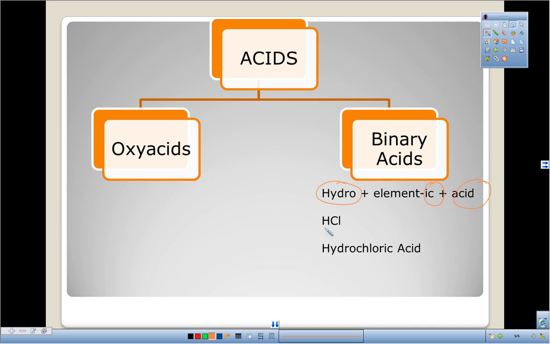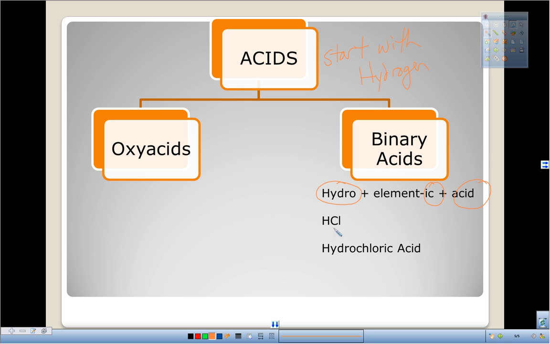So, for example, this binary acid, how do I know it's binary? Nick, it has two elements. It has hydrogen and chlorine. Another little clue that it's an acid: acids always start with hydrogen. So when you see an H listed as the first element, it's an acid. And you're going to have to name it an acid.